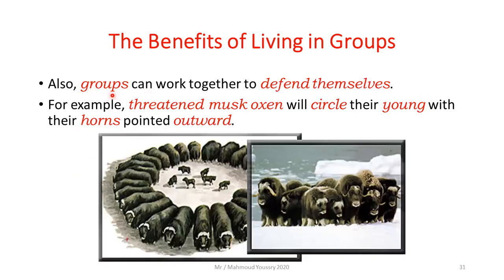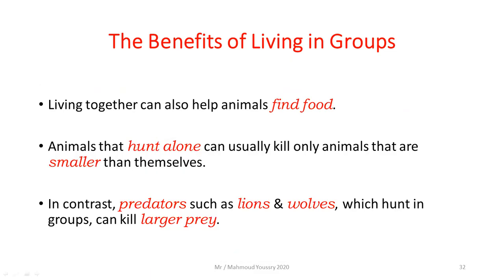Groups can also work together to defend themselves. Like what? These musk oxen, a type of wild cow. The threatened musk oxen will circle their young with their horns pointed outward to defend the young ones, as you can see. Living together can also help animals find food.